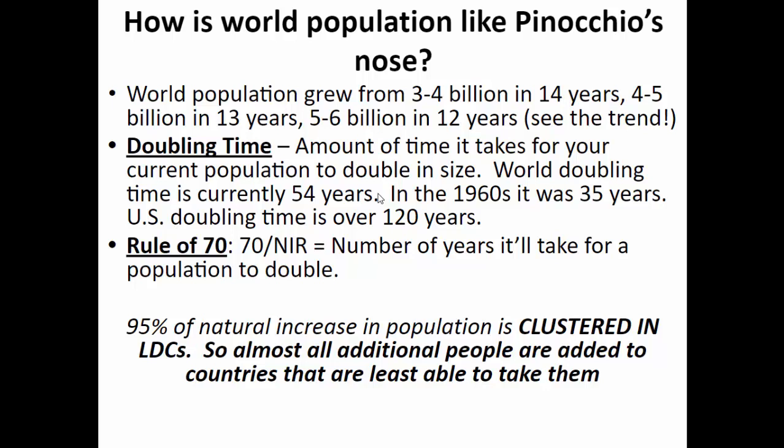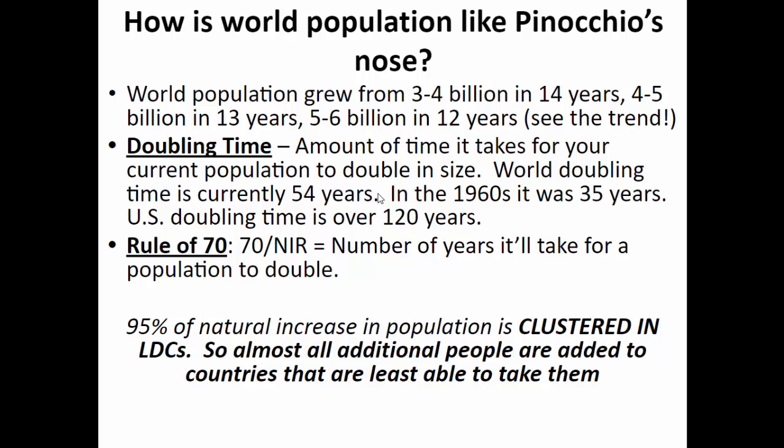Finally, the rule of 70. It's an easy way for you to figure out doubling time of a country. You take 70 and you divide the country's rate of increase. So, the example I gave earlier, Majuskia, remember the rate of increase, the NIR was 1%. So if you take 70 and divide it by 1, our doubling time in theory will be 70 years. All right?